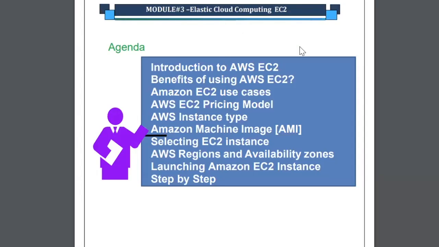Yeah, guys, EC2. After logging in to the AWS console, what is the service? The service is Elastic Compute Cloud. EC2 is the service only for provisioning or building the infrastructure, building the servers. Introduction to AWS EC2, benefits of using EC2, Amazon EC2 use cases, AWS EC2 pricing model, AWS instance types, Amazon machine image, selecting an EC2 instance, AWS regions and availability zones, launching an Amazon EC2 instance step by step.